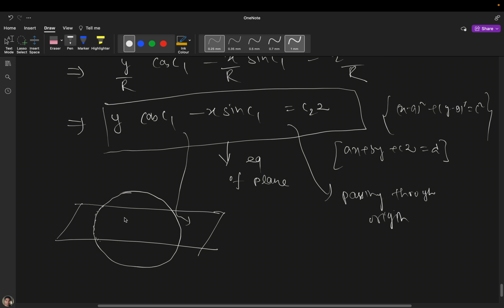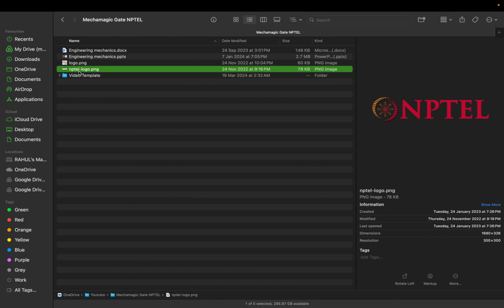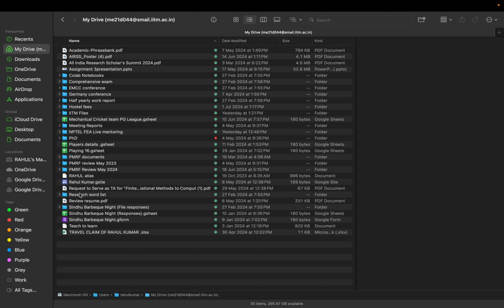And it is certain that when you take any two points on the great circle, the distance between those two points will be minimum. Okay, I will show you with the animation. I actually wrote a code in Mathematica. I will show you.